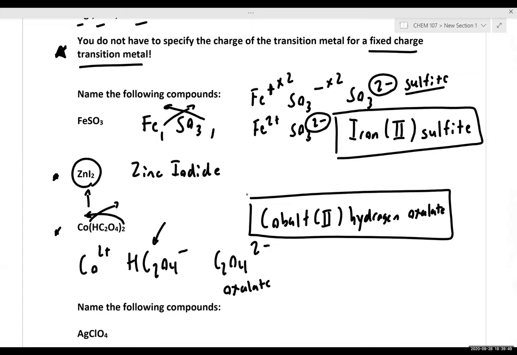Does that make sense to everyone? Any questions on this example? Any questions on these examples?